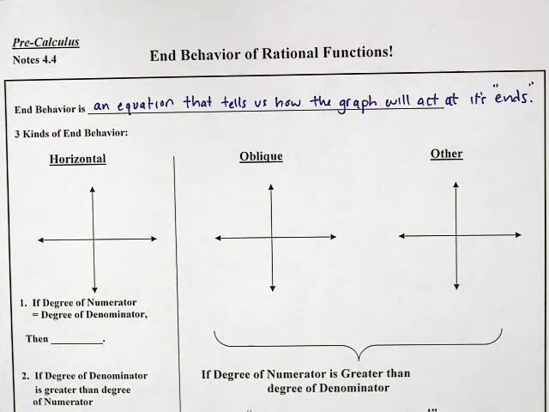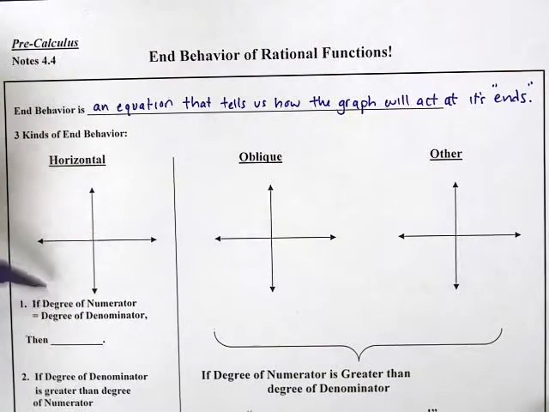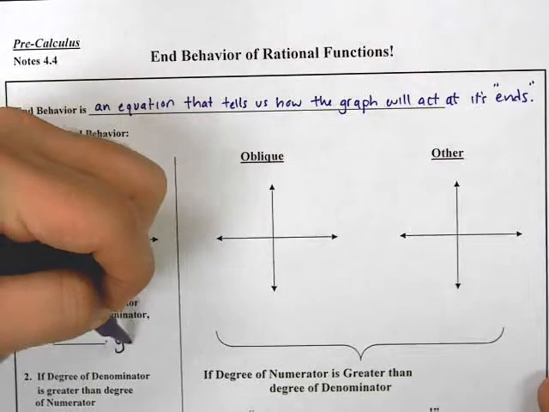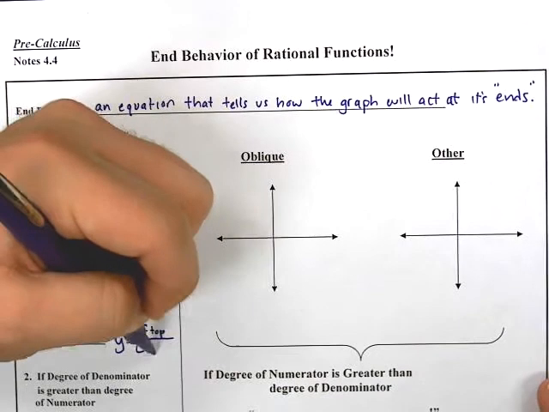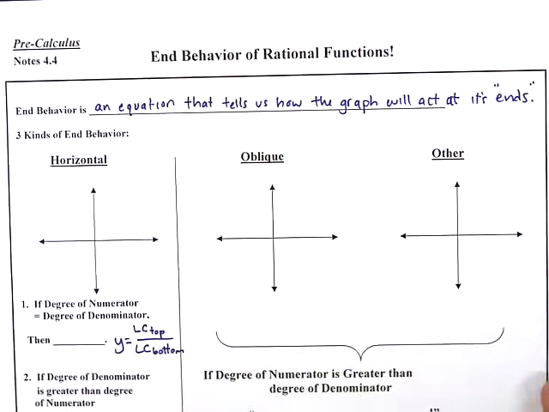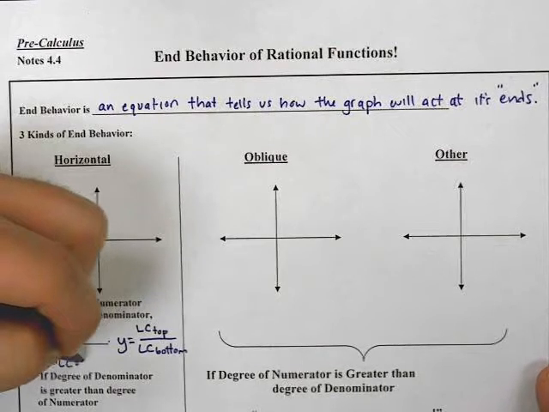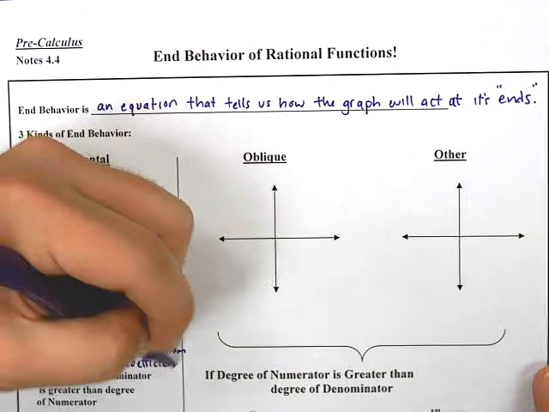Now, two of these three kinds of end behavior we already know. If we review a little bit from our last videos, we know that if the degree of the numerator is equal to the degree of the denominator, so if the powers or the degrees are the same, top and bottom, then we use y equals LC top over LC bottom. What do I mean by LC? Who can help me? LC equals leading coefficient. Alright, so we have that already.